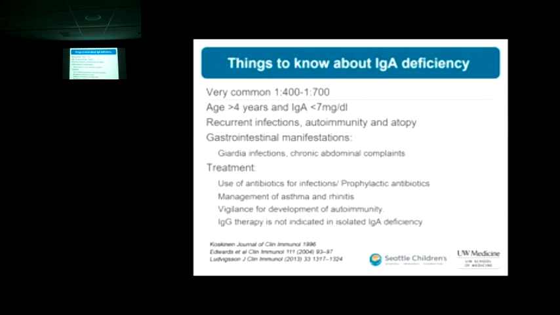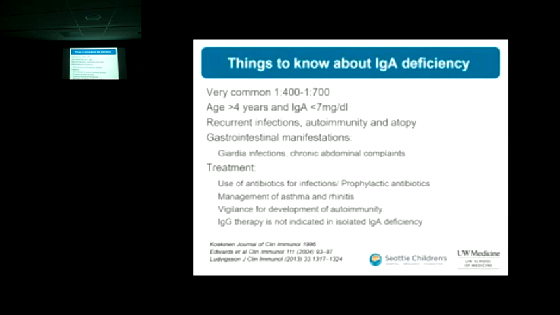These patients, if you just look at the general population and the individuals that are identified through blood banks, most individuals with IgA deficiency are asymptomatic. But the ones that you will see will have recurrent infections, mainly sinopulmonary infections. Some of them will develop some autoimmunity over time, and some of them may be atopic.